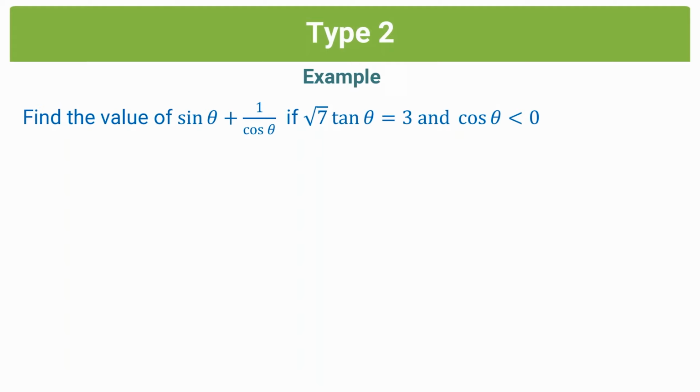Today we're going to be doing slightly more difficult examples on type 2 trig questions, which are equations with restrictions. For our first question, we are asked to determine the value of sine theta plus 1 over cos theta if root 7 tan theta equals 3 and cos theta is less than 0.